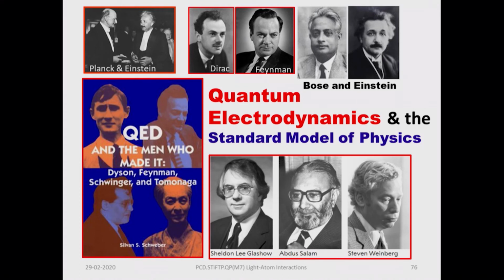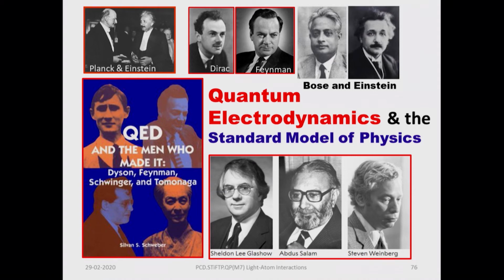And we are now led to this wonderful theory, it is a beautiful theory, quantum electrodynamics, developed by Dyson, Feynman, Schwinger and Tomonaga, and along with the work of Glashow, Salam and Weinberg, it is an integral part of what we now call the standard model of physics. The standard model of physics is predominantly quantum electrodynamics plus this additional contribution for which Glashow, Salam and Weinberg got a Nobel Prize.